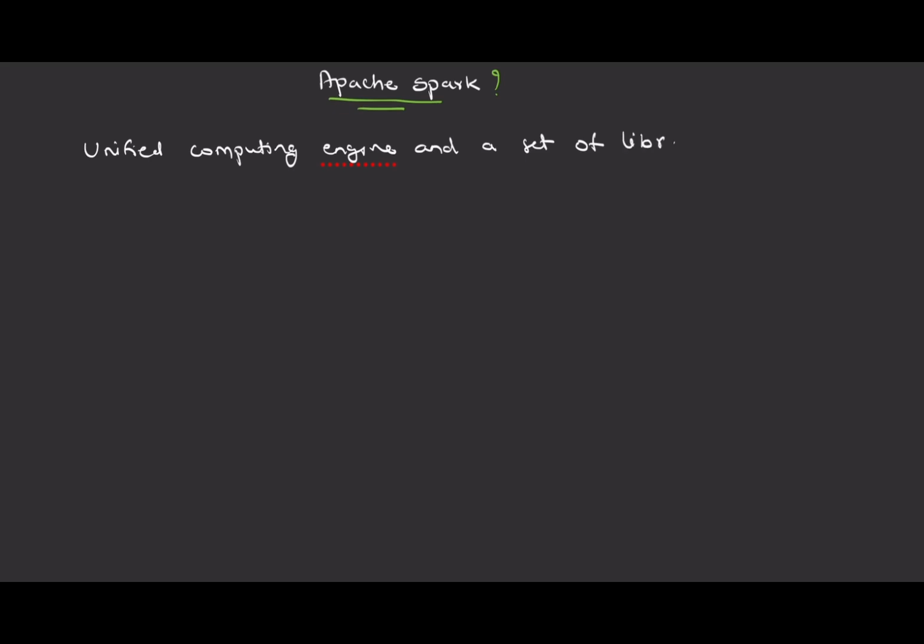Today we are going to start a new series on Apache Spark. So you guys might have one question, what exactly is this Apache Spark? Apache Spark is a unified computing engine and a set of libraries which is used for parallel data computing on a computer cluster.